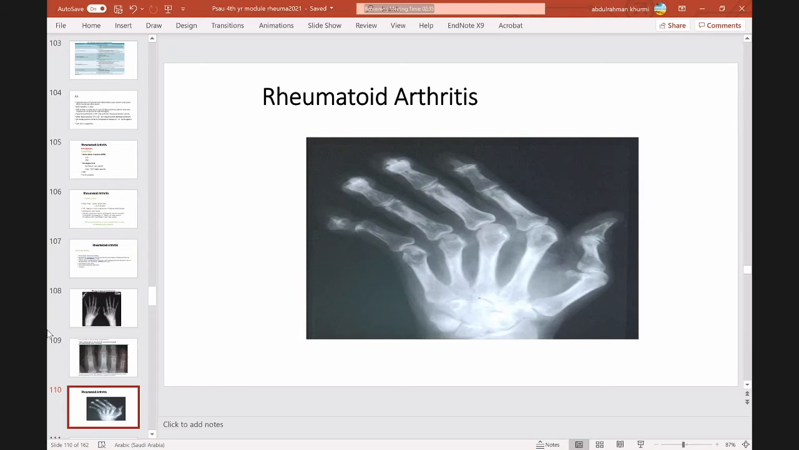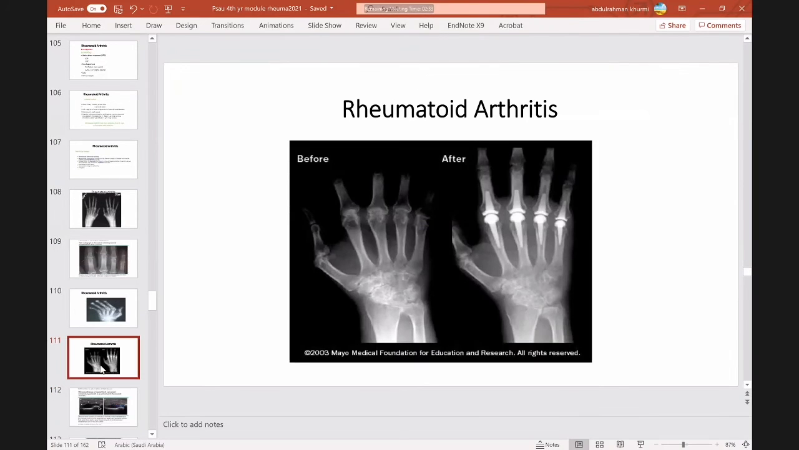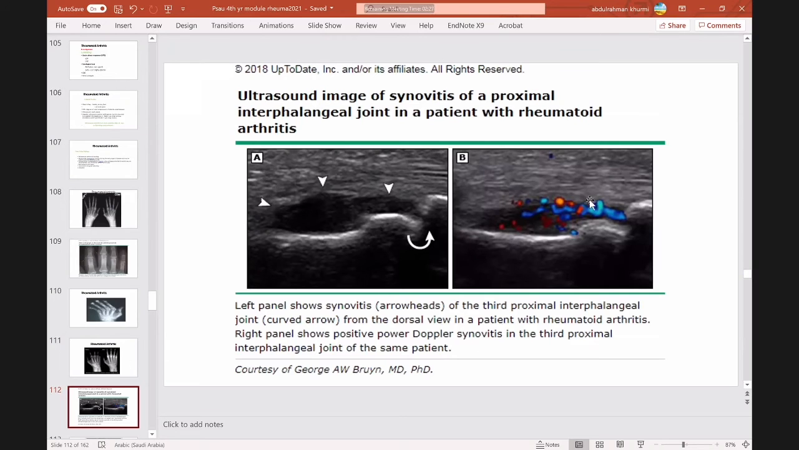Yes, right. Deformities. This is ultrasound showing you the inflammatory activity around the joint space, and the synovial fluid is inflamed. Also, MRI can show the same. X-ray.